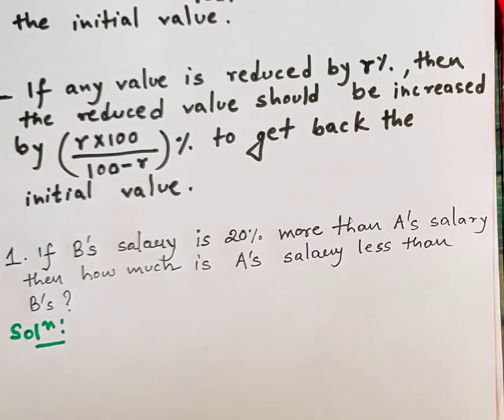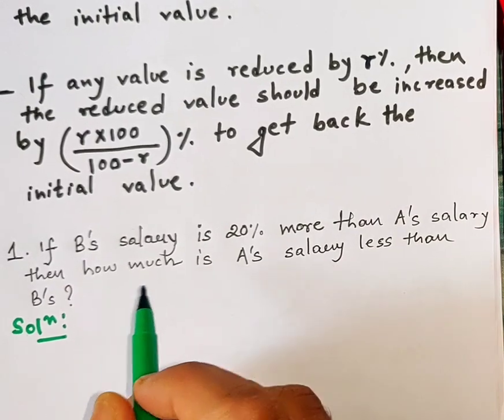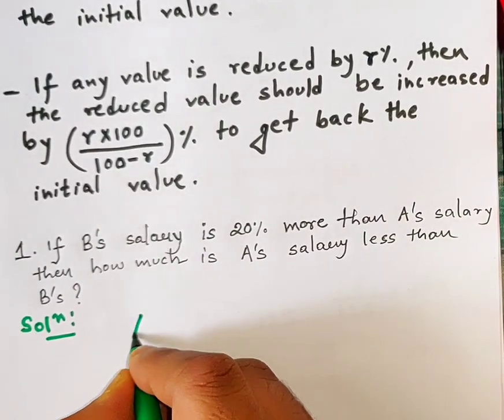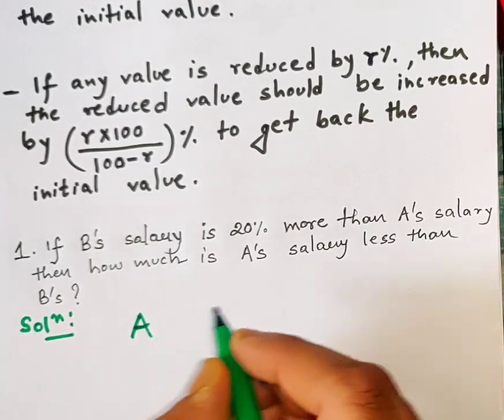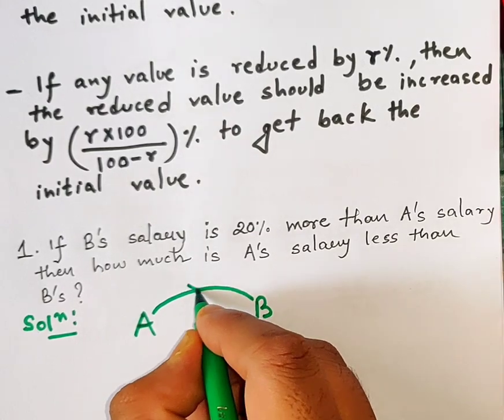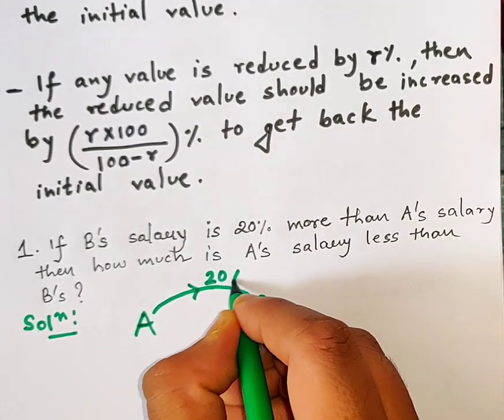If B's salary is 20% more than A's salary, then how much is A's salary less than B's? So this is A, this is B. B's salary is how much more? B's salary is 20% more.